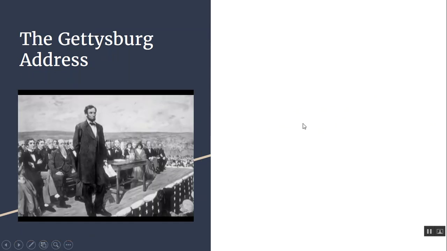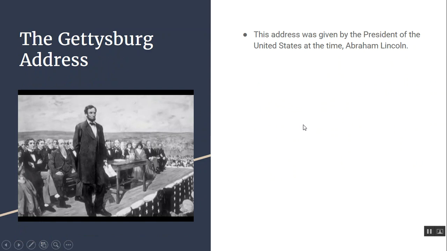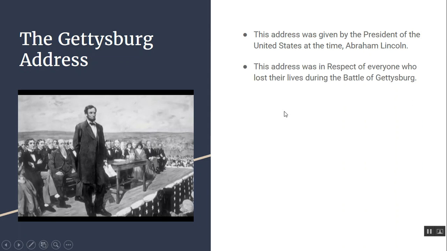The Gettysburg Address. This address was given months after the battle by the President of the United States at the time, Abraham Lincoln. This address did a couple things. One, it actually dedicated the battlefield as a national cemetery. It also was made in respect of everyone who lost their lives during the Battle of Gettysburg. So it was his way of paying tribute to them.